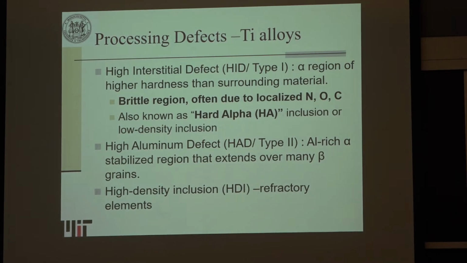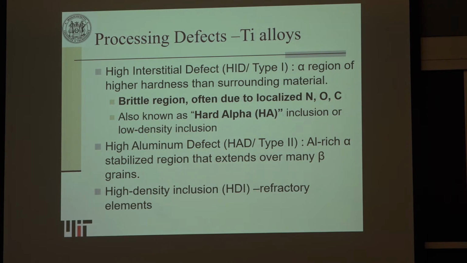So you want to try to avoid having brittle regions in these components that are spinning at 20,000 RPM and operating at 2,000 to 2,500 Fahrenheit and high pressures, because if you have a brittle region, it often will end in a catastrophic type fracture. The brittle region in the high interstitial defects are often due to localized nitrogen, oxygen, or carbon components in the alloy melt. This is also known as hard alpha inclusion or low density inclusion.